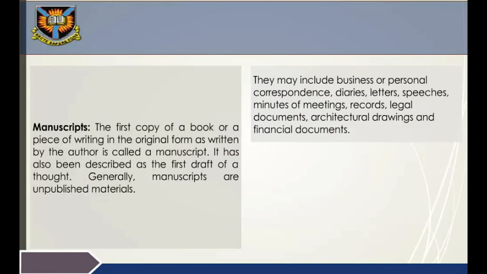Manuscripts. The first copy of a book or a piece of writing in the original form as written by the author is called a manuscript. It has also been described as the first draft of a thought. Generally, manuscripts are unpublished materials. They may include business or personal correspondence, diaries, letters, speeches, minutes of meetings, records, legal documents, architectural drawings, and financial documents.